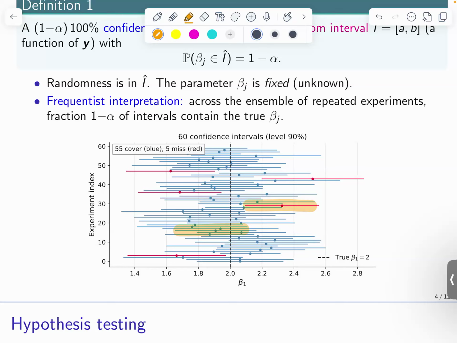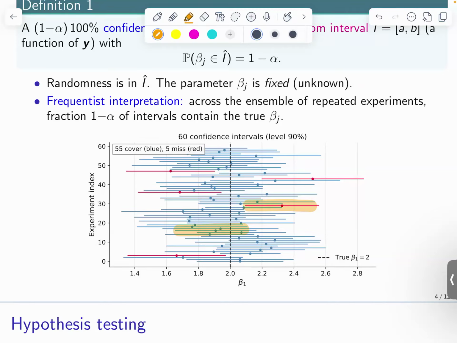Whether the true parameter belongs to the interval or not, we can't say anything about it based on a single realization. What we can say is if you have many of those, then on average, 95% would contain it. Okay, this is very important to understand.